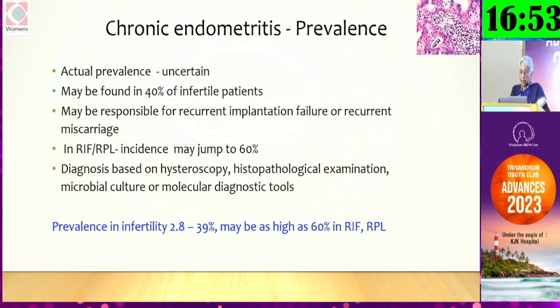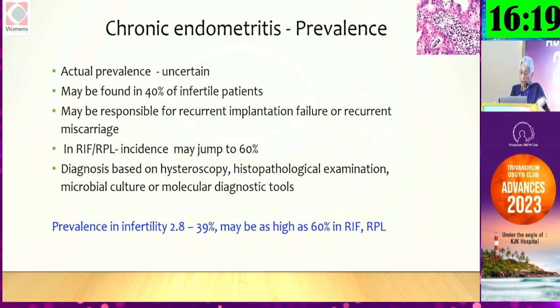Prevalence is uncertain, and now the current claim is that it may even be found in up to 40% of infertile patients. However, it may be more responsible for recurrent implantation failure in the practice of reproductive medicine and recurrent early miscarriages in the practice of general gynecology. And in cases where recurrent implantation failure and recurrent pregnancy losses are happening, more than three as they are defined, the incidence may even jump up to 60% in some of these studies.